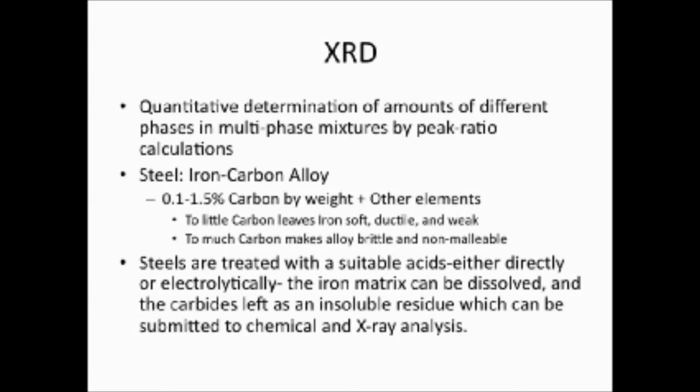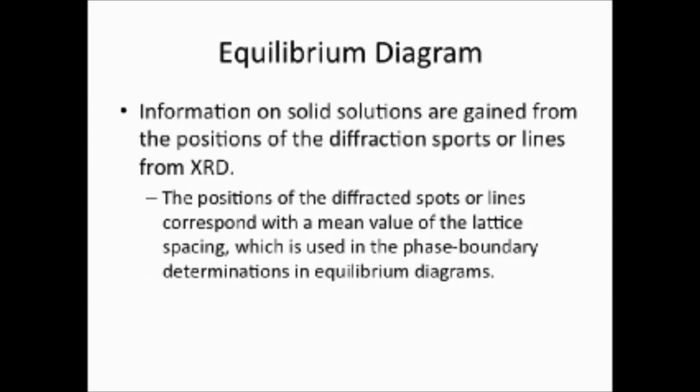An example of metal matrix composites used in metallurgy is steel, an iron-carbon alloy. During X-ray diffraction, steel is treated with a suitable acid to dissolve the iron matrix and leave insoluble carbide residue, which can be submitted to chemical and X-ray analysis. Information on solid solutions is gained from the positions of the diffraction spots or lines. The positions of the diffracted spots or lines correspond with a mean value of the lattice spacing, which is used in the phase boundary determinations and equilibrium diagrams.